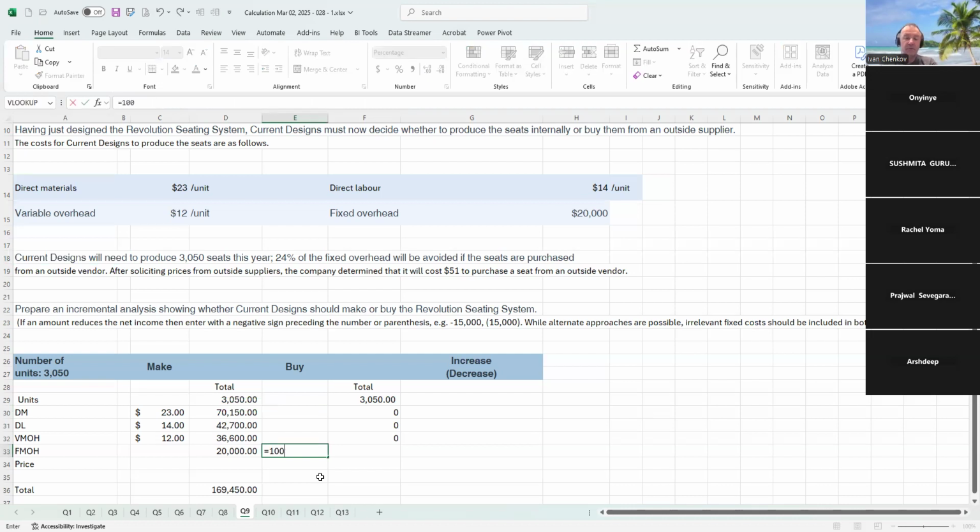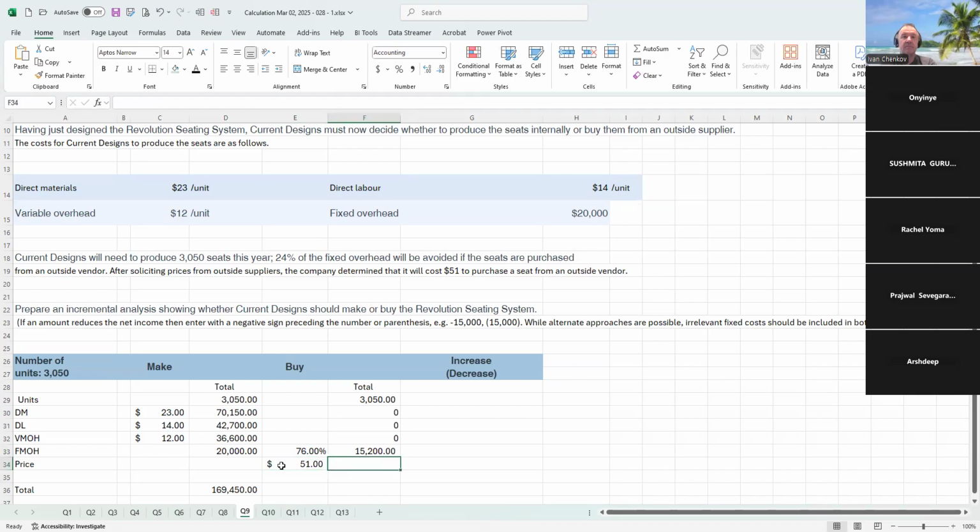That will be 100% minus 24%, right? That will be overhead that's going to stay with me. So out of the 20,000 overhead, I can avoid 24%, but the other 76%, I still have to pay. Plus, I have to pay the supplier 51 cents for that 3,050 units. So in total, it's going to cost me 70,750.